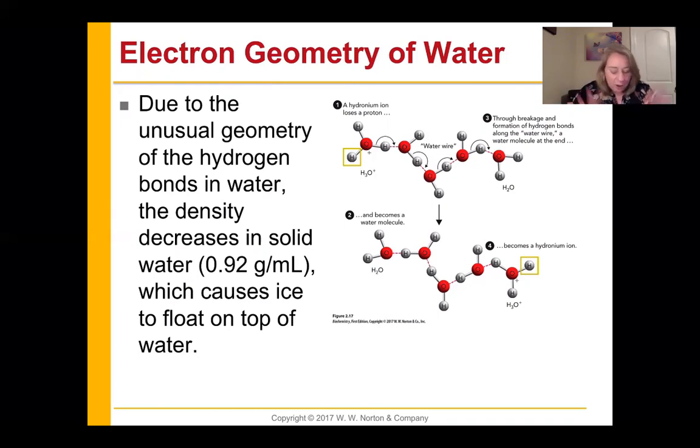Okay, so the other cool thing about water is water auto-ionizes, right? So you have, we say it's H+, but it's not really H+.